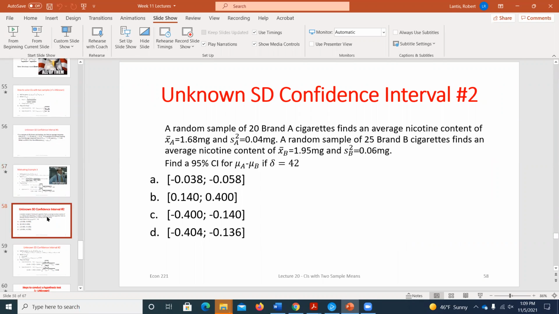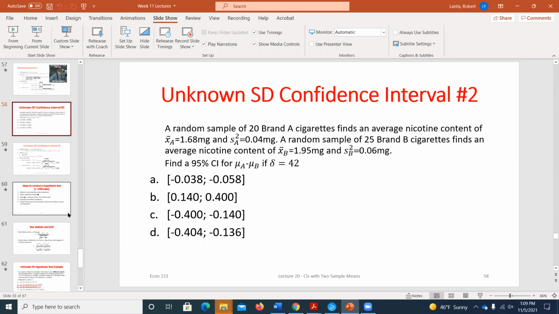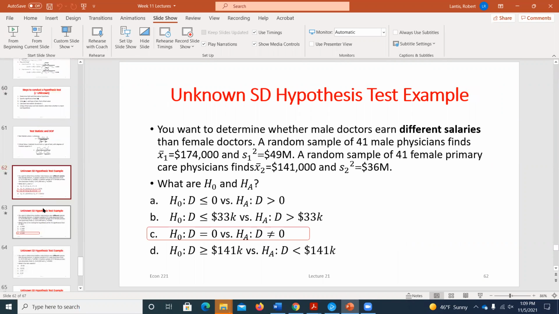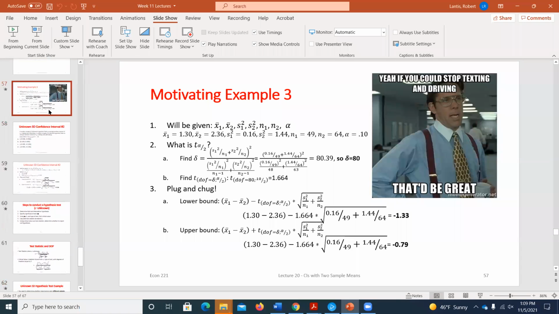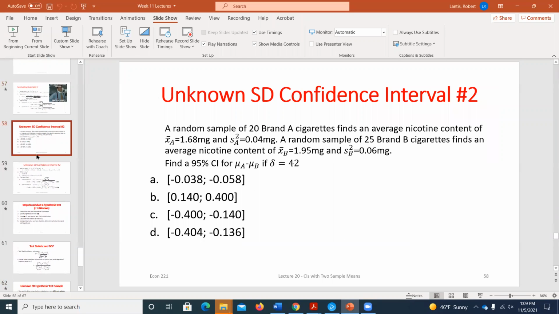So I've got another example here. I think I've got a couple, but for the sake of time, I want to make sure that we go through this one. I might come back to this one later. It's just another confidence interval example where we've got brands for cigarettes. You've got two sample sizes, two sample variances, two sample means.